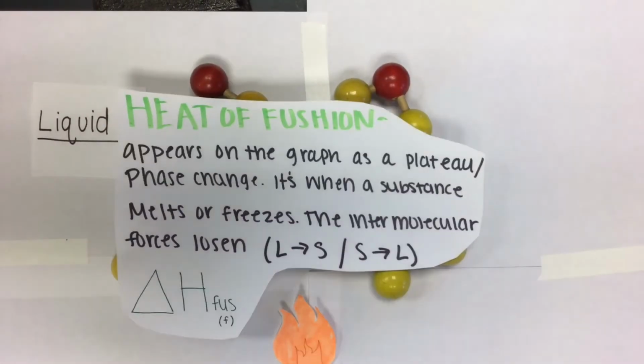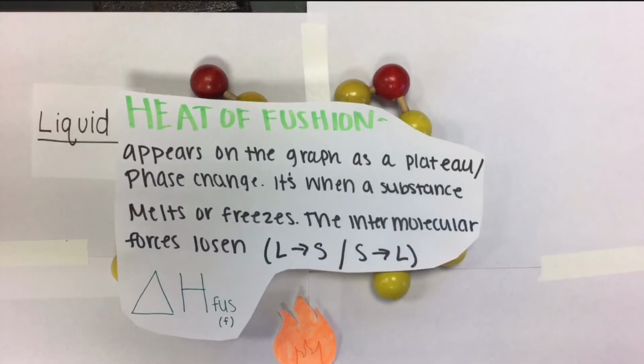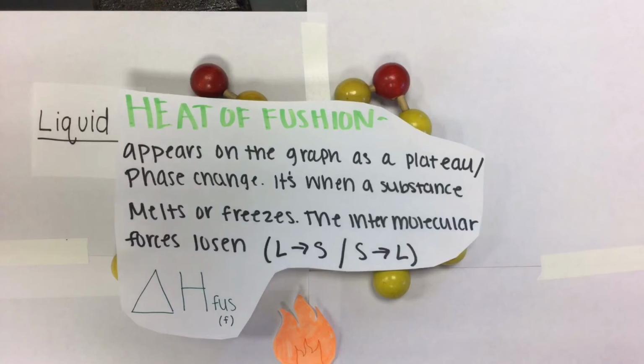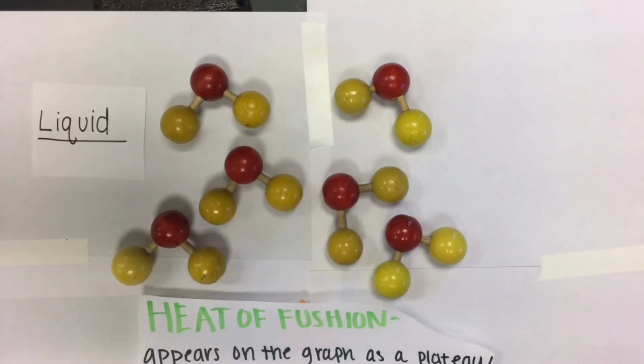The melting of a solid is called heat of fusion. This appears on the graph as a plateau or a phase change. It's when a substance melts or freezes. The intermolecular forces are loosened, as mentioned earlier. Remember, this is from liquid to solid or solid to liquid.